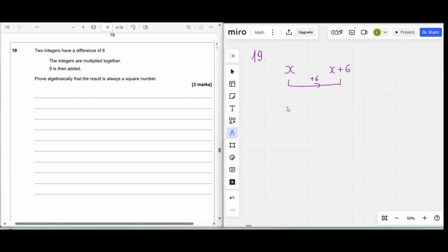The integers are multiplied together. So we have x times x plus 6. So this is that multiplication. 9 is then added, plus 9. And we should prove that this is a square number. Okay, so let's multiply the bracket. So we have x squared plus 6x plus 9.